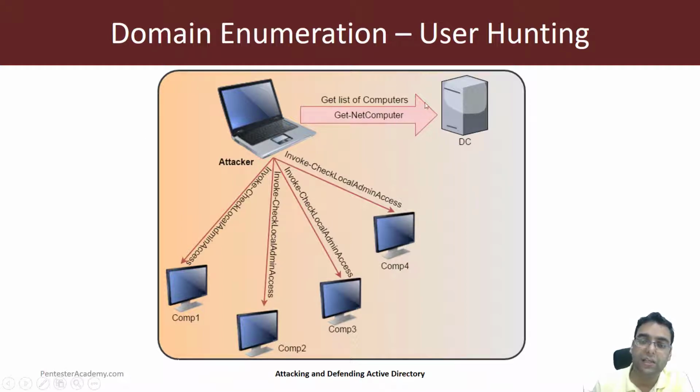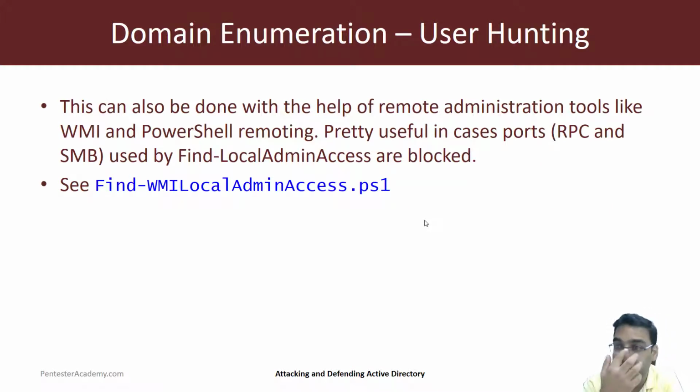Go to the DC, get a list of the computers in the domain, then go to each and every machine in the domain and request a resource or check if you have local admin access there, right? This is how find local admin access works. Now, in case you want to have an additional toolkit or additional script in your tool chest, or want to actually implement your own stuff, this can be done with the help of multiple remote administration tools. For example, WMI and PowerShell remoting both are useful in such cases.